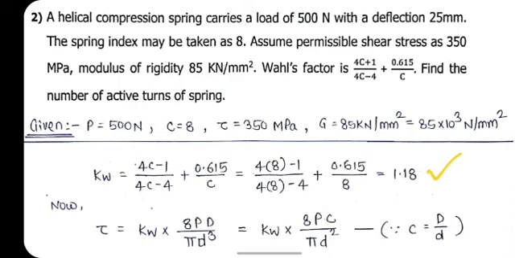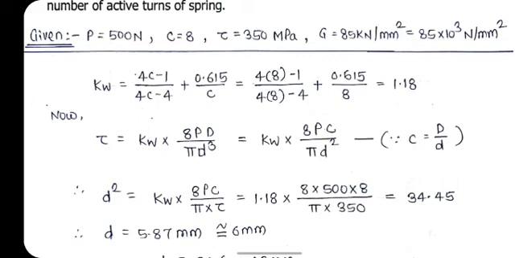Next, calculate the diameter by using the equation of shear stress. The equation of shear stress is tau is equal to Kw 8PD upon pi d cube. Solve this equation first. Here capital D by small d is nothing but our spring index, so replace the value of spring index in this equation. You will get tau is equal to Kw 8PC upon pi d square. From this equation you can calculate the diameter as 5.8 mm.